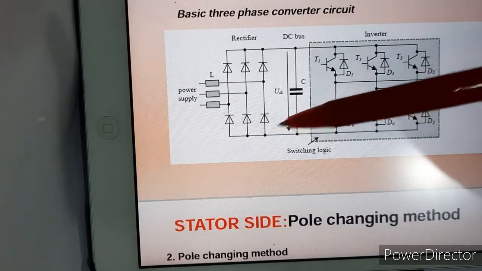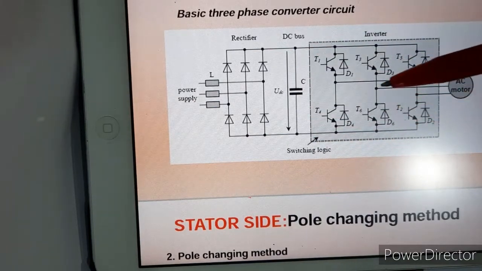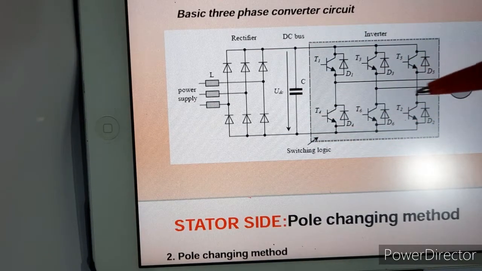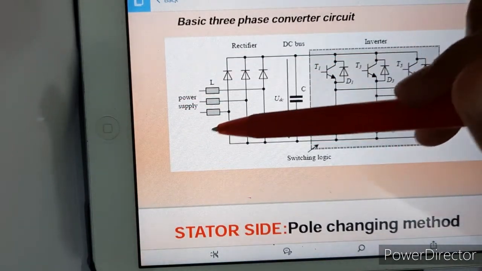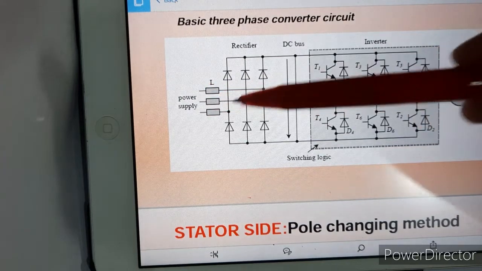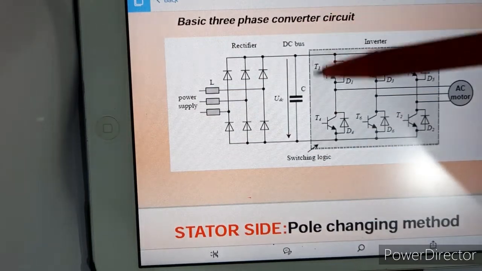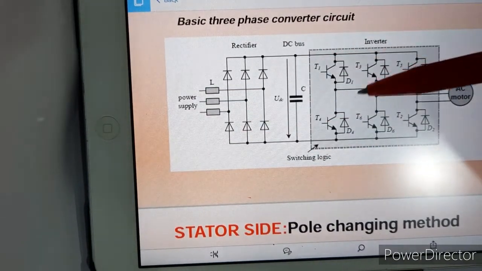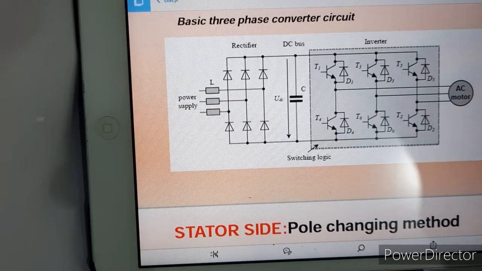So the purpose is we want a variable frequency, a frequency that can be varied. From the supply, the voltage and frequency are fixed, so we need to convert this first into DC, and then convert back with the inverter into AC, so that we can control the voltage and frequency.